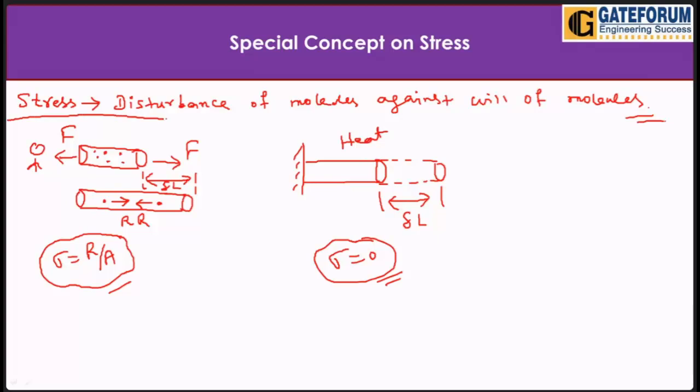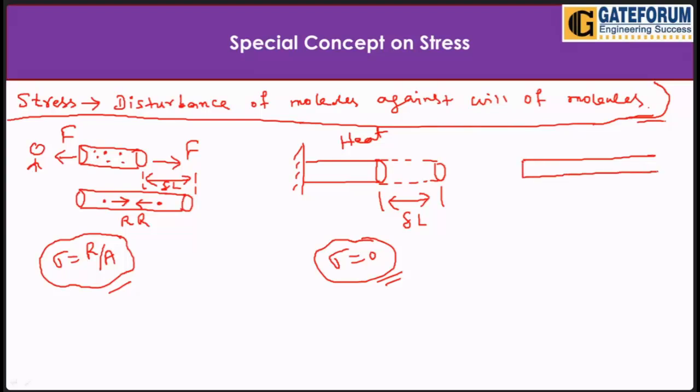So what is stress? Basically, disturbance of molecules against the will of the molecule. A very, very unique style to define stress. Now you have understood what stress basically is. Okay. Suppose somebody is saying that here we have a rod and this rod is rotating about the center.